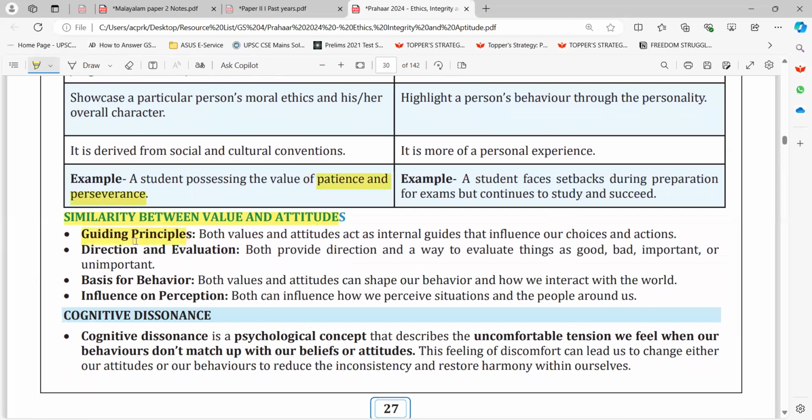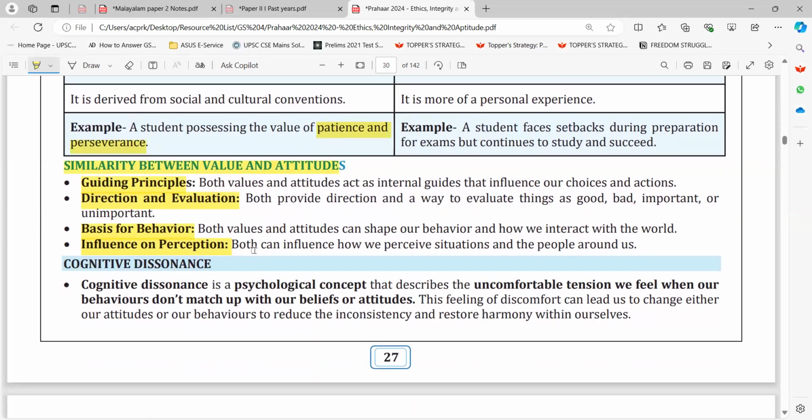Guiding principles, direction and evaluation, basis for behavior, influence on perception. Guiding principles: both values and attitudes act as integral internal guides that influence our choices and actions. Direction and evaluation: both provide direction and a way to evaluate things as good, bad, important, or unimportant. Basis for behavior: both values and attitudes can shape our behavior and how we interact with the world. Influence on perception: both can influence how we perceive situations and the people around us.